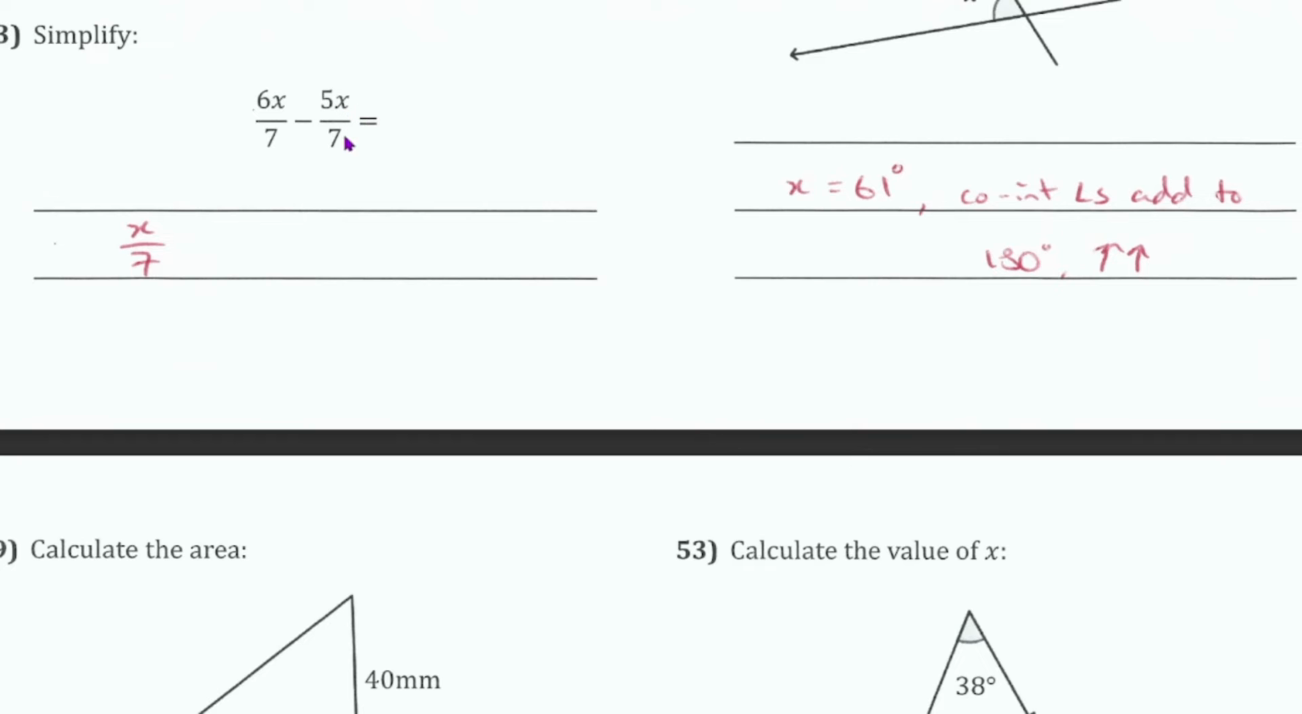For this one here, we're simplifying this. We notice that the denominator is the same, so we can just take this off this without having to worry. 6x minus 5x is 1x, or just x, because mathematicians are lazy. They don't like writing extra things if they can avoid it. That gets us 1x, or just x, over 7.